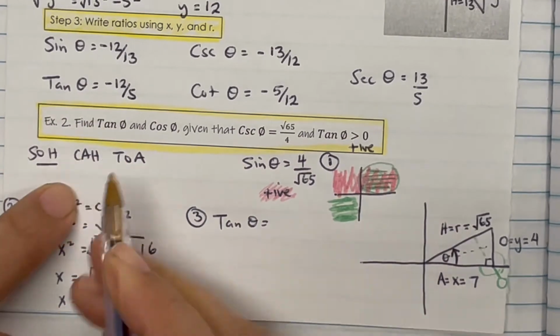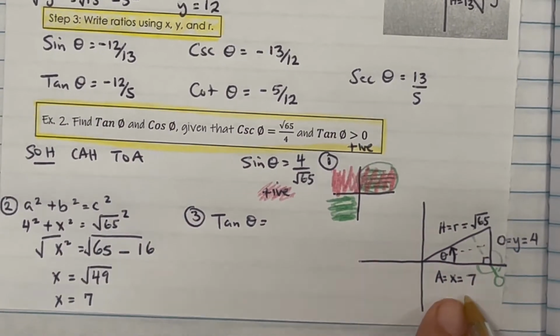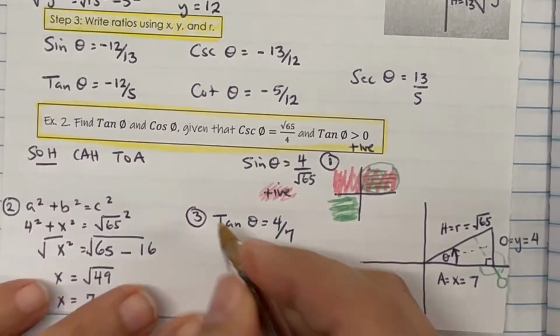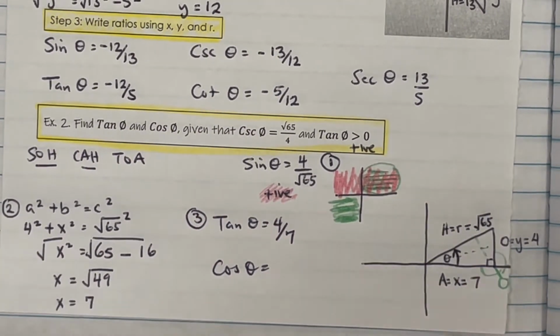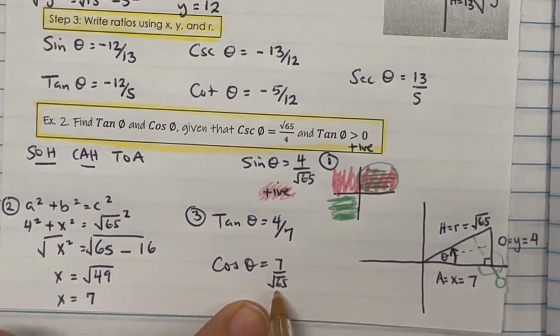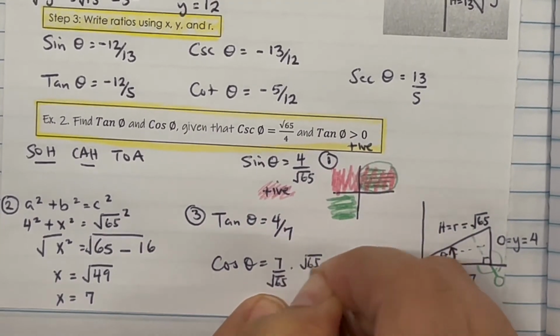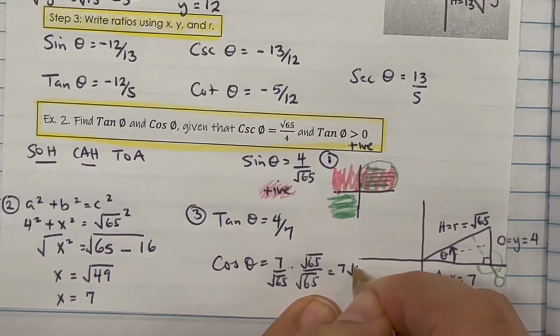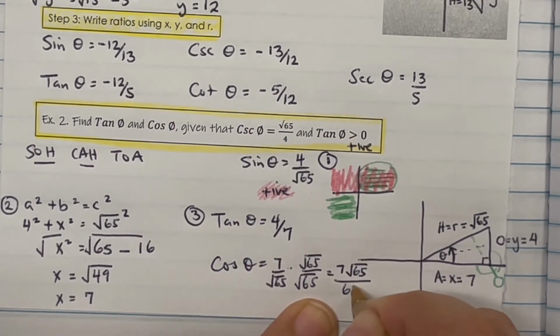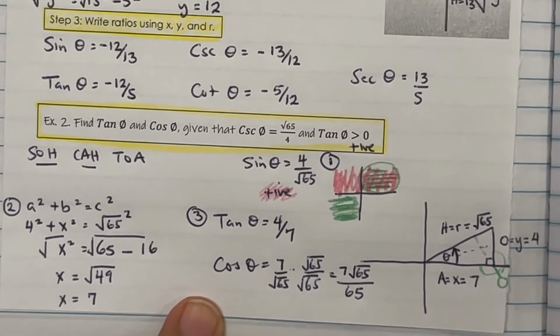And finally, step 3, write all the ratios. So tan: opposite 4 over adjacent 7. Cosine, A over H. So adjacent 7 over H, radical 65. And we can't have radical 65 on the bottom. So what do we do? Rationalize it. Multiply top and bottom by the radical. So you're going to get 7 radical 65. And the radical times the same radical is just the number inside, so 65.